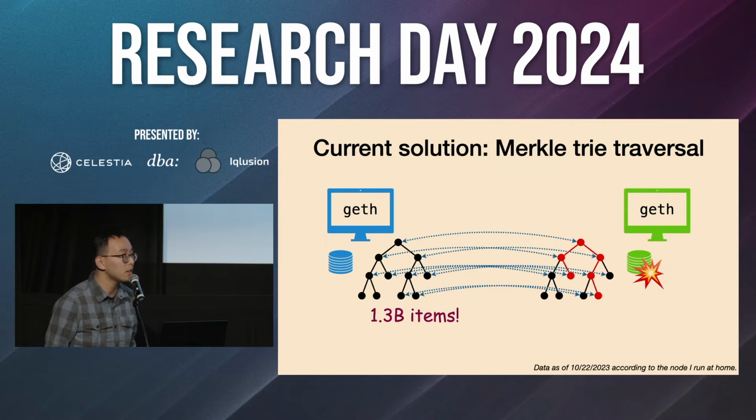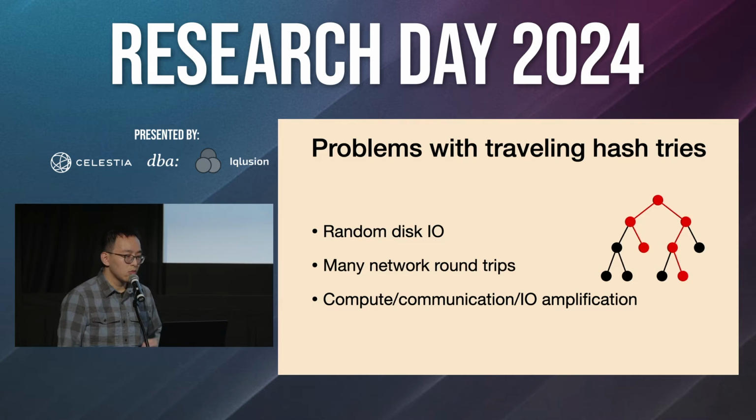But the problem here is that Ethereum has grown so big. Each state database has 1.3 billion entries. And the problem here is that doing this hash tree traversal is super inefficient in the sense that first, you are going to hit a lot of random disk IOs. You're going to generate a lot of random disk IOs because the nodes in the tries are just hashes.